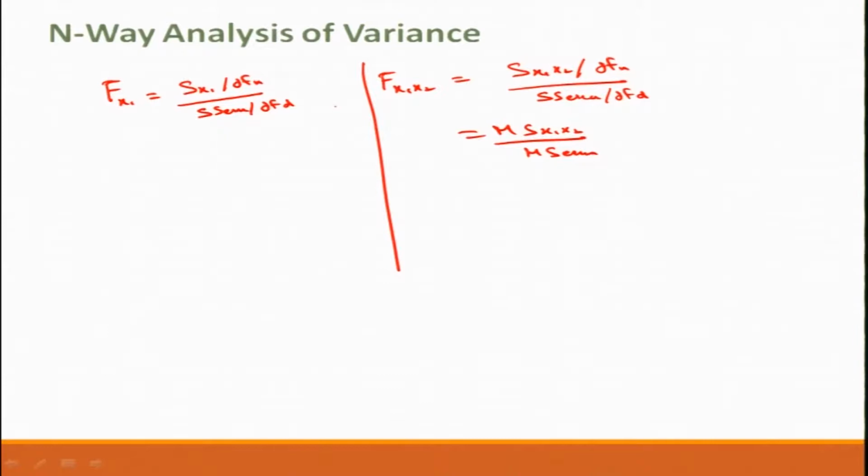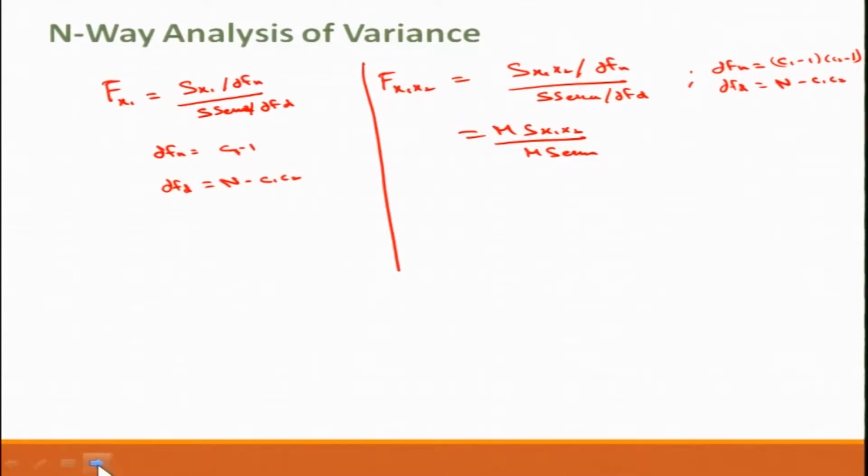In this case, the degrees of freedom for the numerator for x1 x2 is C1 minus 1 into C2 minus 1, and the degrees of freedom for the denominator here is N minus C1 C2. And for the main effect, the degrees of freedom for the numerator would be, for category 1, C1 minus 1, and the degrees of freedom for the denominator, that is error, would be N minus C1 C2.